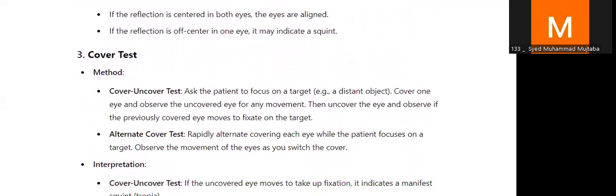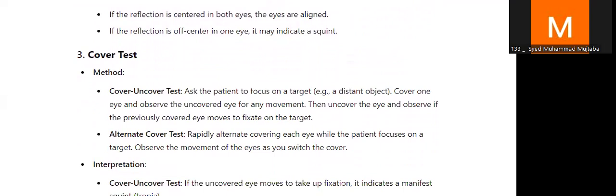Now we come to the cover and uncover test. The cover test means that we basically cover or occlude one eye and then see if the uncovered eye has any movement in it. If the uncovered eye has any movement, it means that it is trying to fixate towards the target and thus is showing basically manifest squinting.